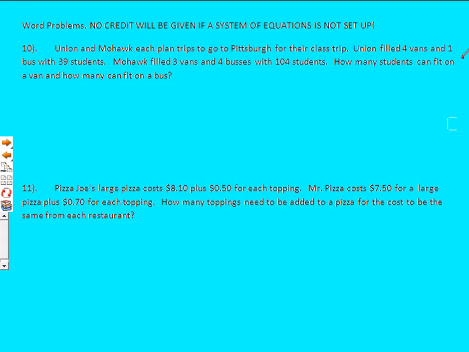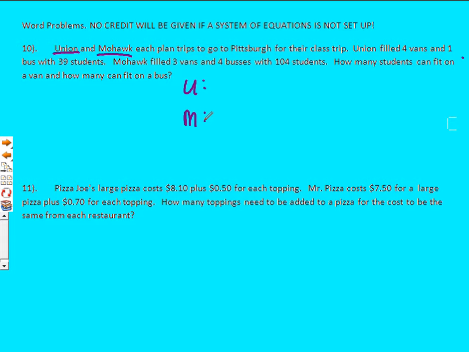Here we're looking at word problems and how to set them up and how to solve them for the systems of equations review. So the first one's talking about two schools going to Pittsburgh for a class trip. The main thing on all these is that you need to find two scenarios going on. In this case, we have Union and we have Mohawk, the two different schools. So we need an equation for Union and an equation for Mohawk.